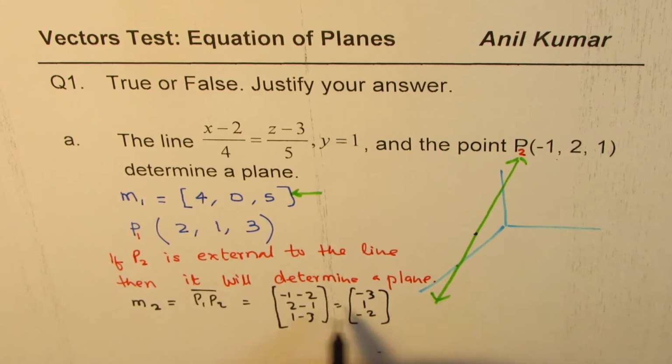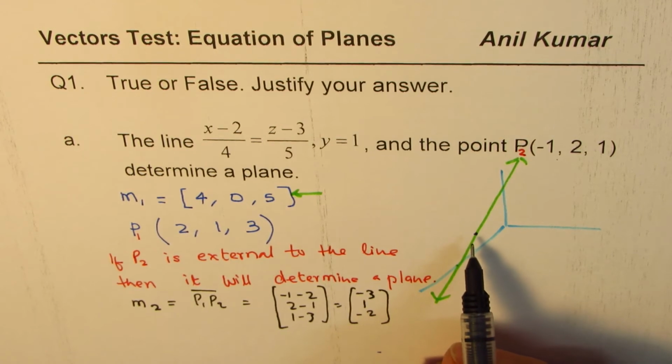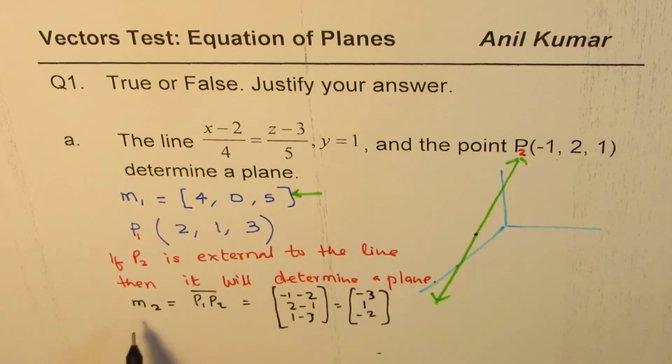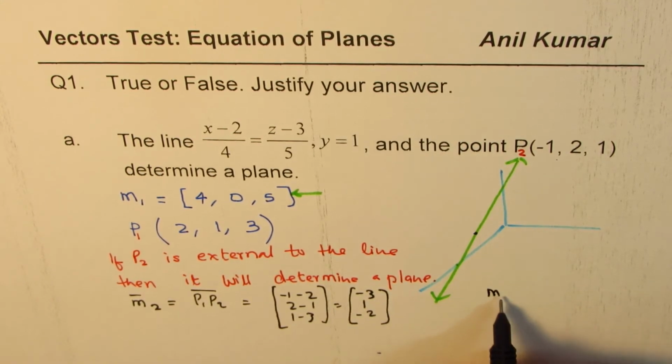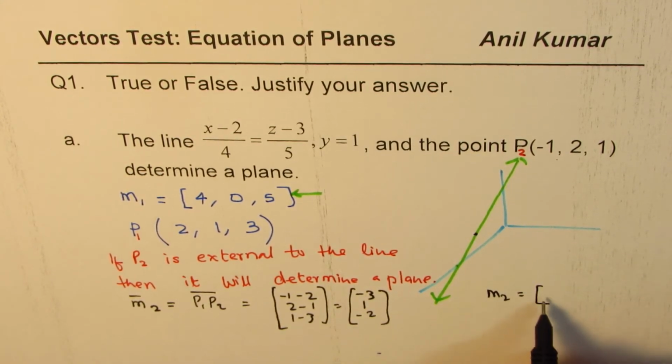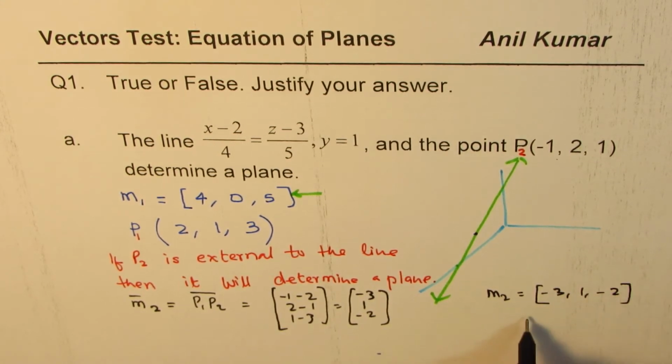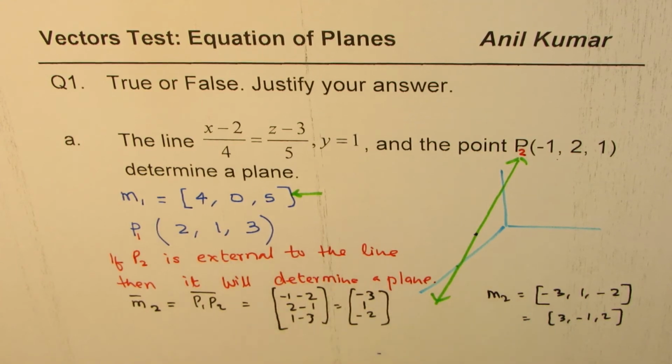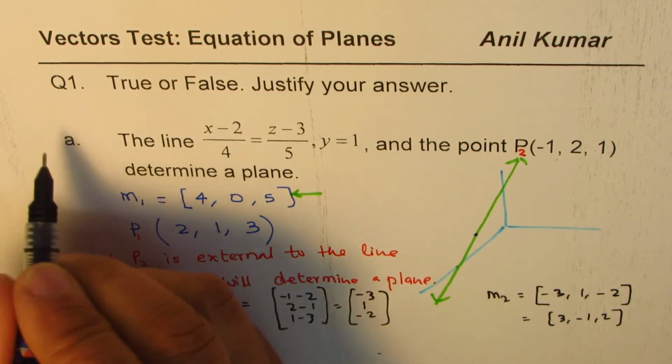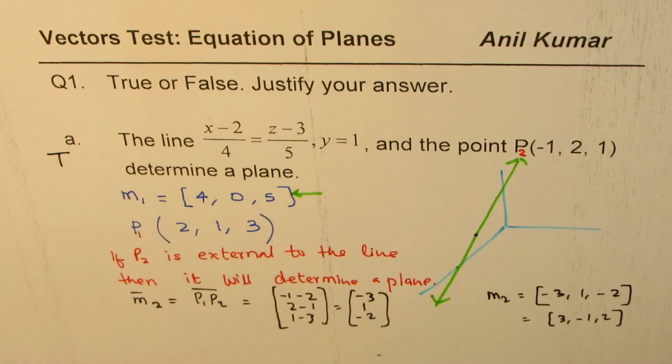So this direction M2 is very different from that, right? So that really is an external point. Do you get the idea, right? So the direction which you're talking about, you could take minus outside also. You could write this as this, or you could also write this as 3, minus 1, 2, either way, right? Now these two are different directions, and therefore this will determine a plane. So this is true. So that is how you can actually figure out.